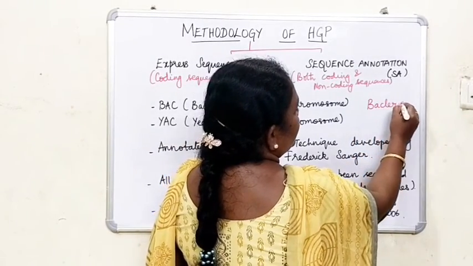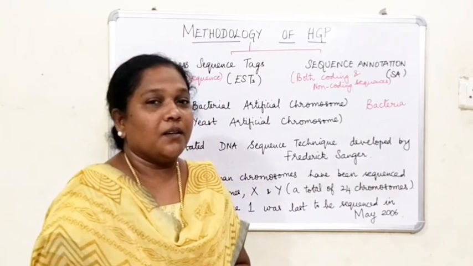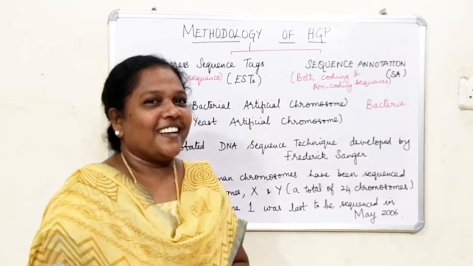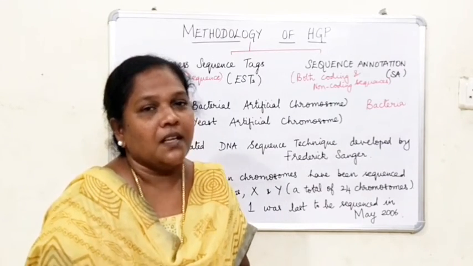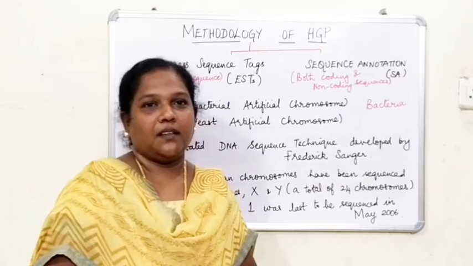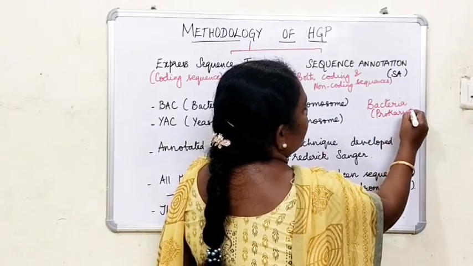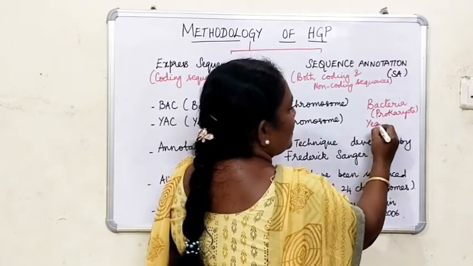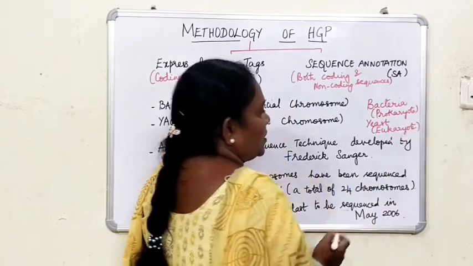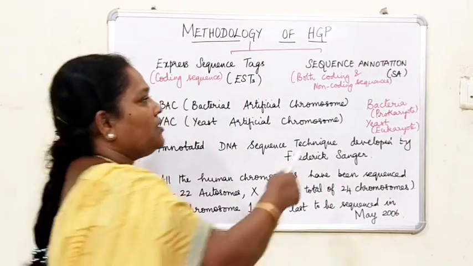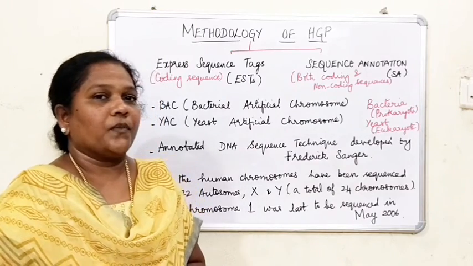We have learned, so which is called a prokaryote? If there is no well-defined nucleus, then you call that a prokaryote. So here bacteria is a prokaryote. Then what about yeast? Yeast is a eukaryote. So what is a eukaryote? A well-defined nucleus is present in yeast. So these two organisms are involved in this process. They are used as a host.